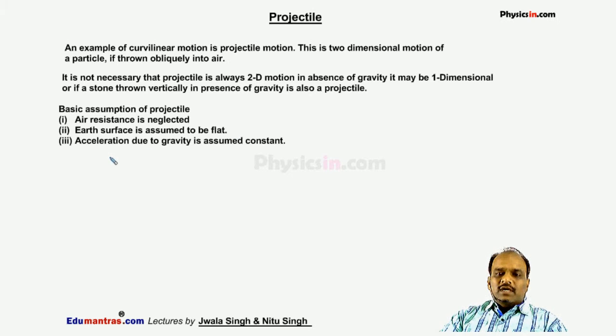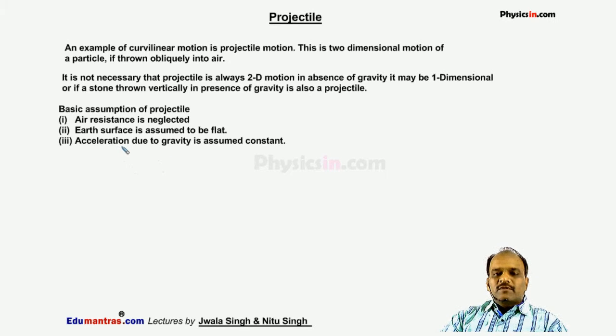The third is acceleration due to gravity is constant. We know the acceleration due to gravity varies from point to point. It also varies with height and depth. It varies with variation in radius of curvature of the Earth. It depends on so many factors, but we will consider it to be constant.